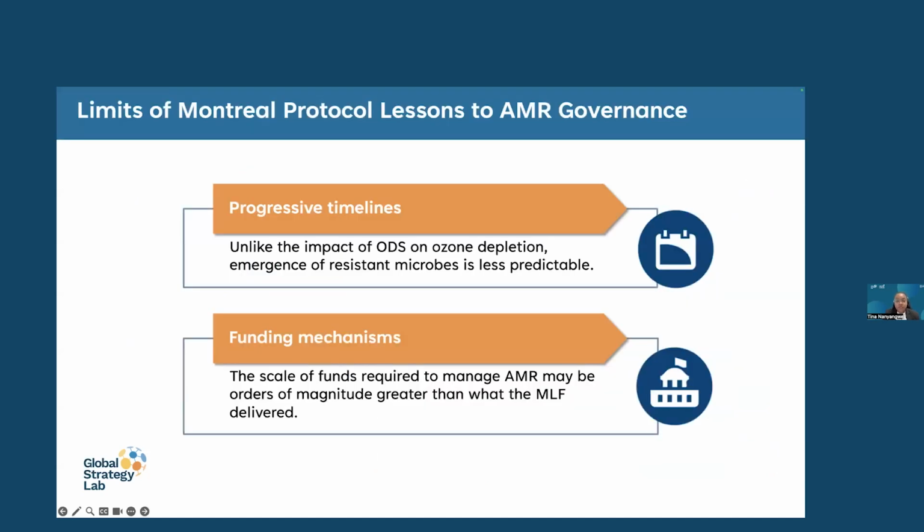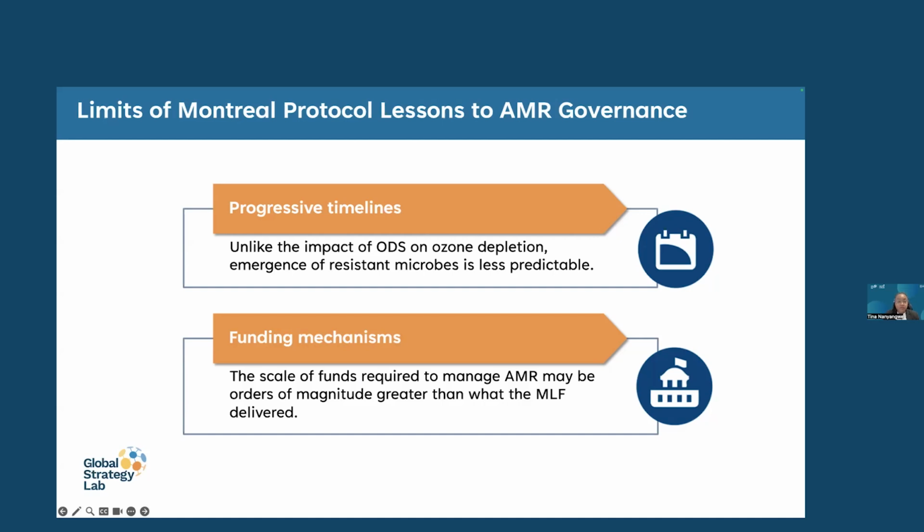And so all this said, we acknowledge that while the Montreal Protocol does provide valuable insights, AMR also presents very unique challenges. And firstly, AMR itself is very complex. If we look at the way resistant microbes evolve and also how they spread, the space is actually very unpredictable.